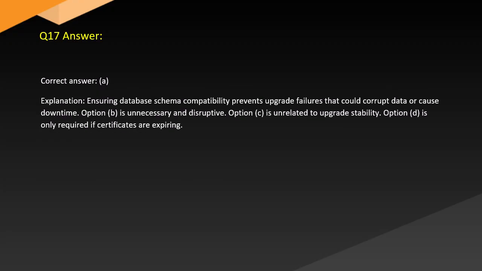Answer. Correct answer: A. Explanation. Ensuring database schema compatibility prevents upgrade failures that could corrupt data or cause downtime. Option B is unnecessary and disruptive. Option C is unrelated to upgrade stability. Option D is only required if certificates are expiring.